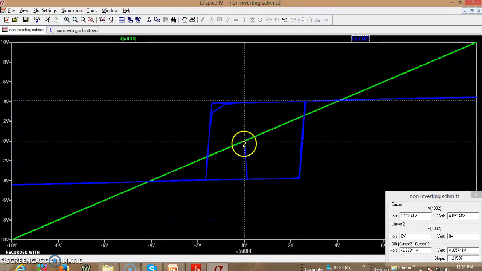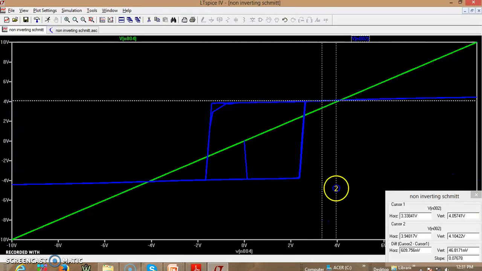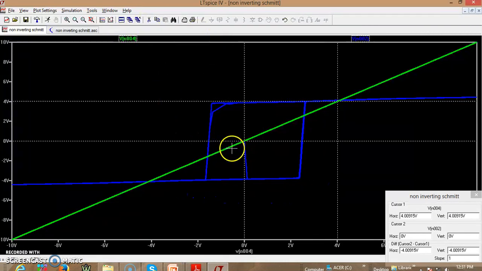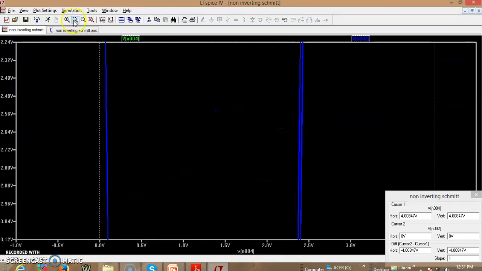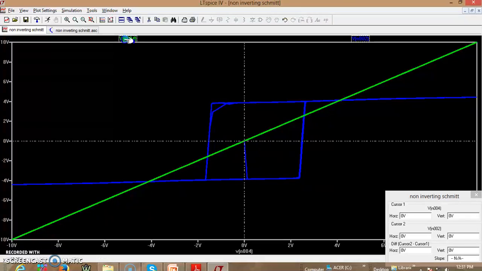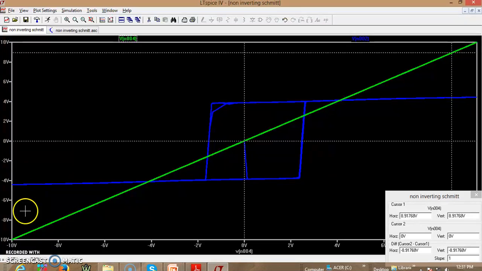So you can just move it here. You can move it on the input line. You can actually see the corresponding voltages. You can also see the X and Y axis settings. So this is your x-axis.